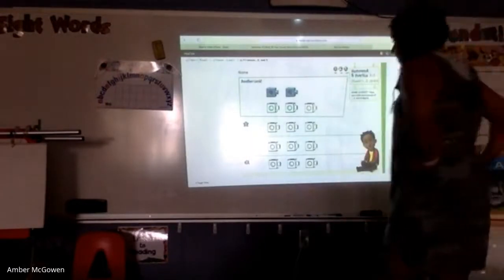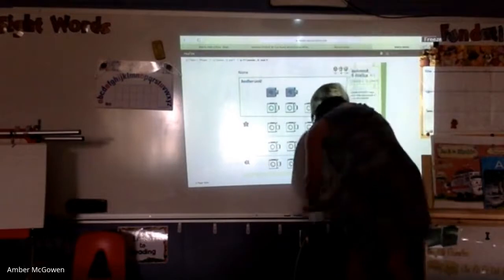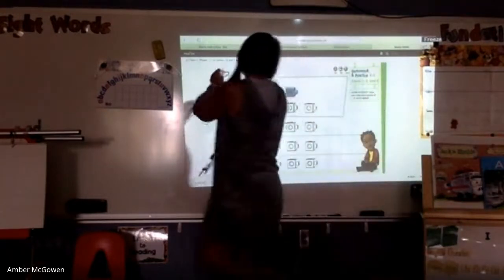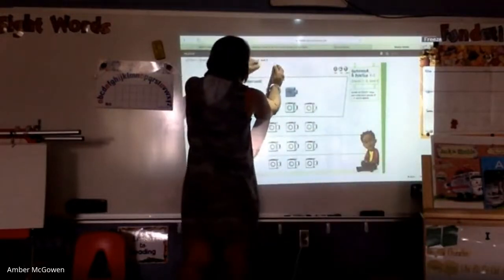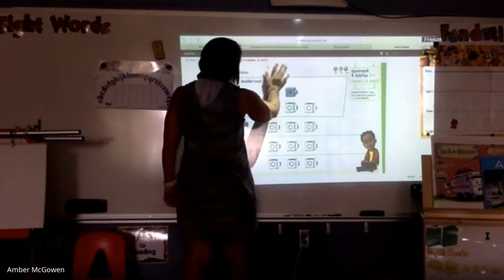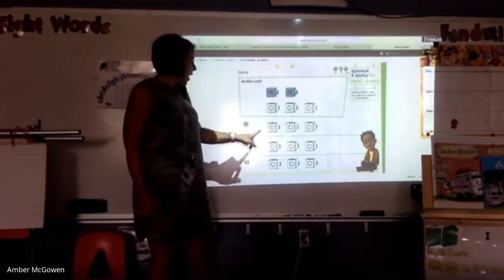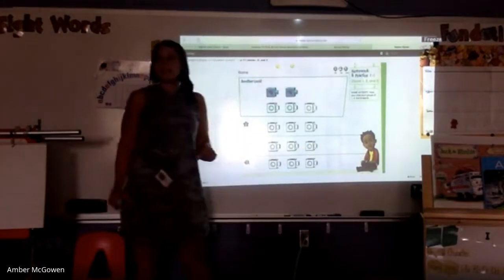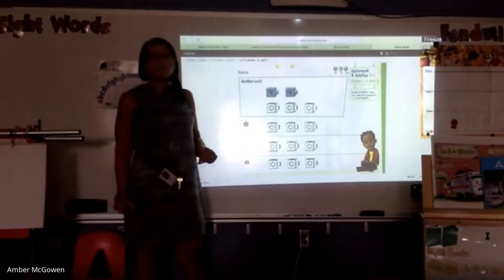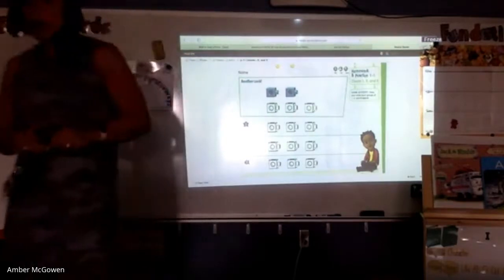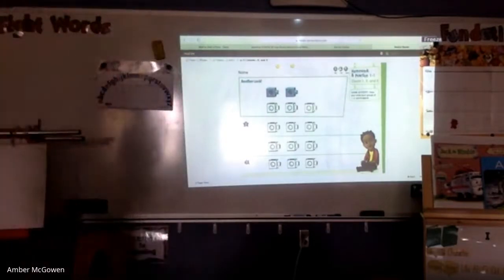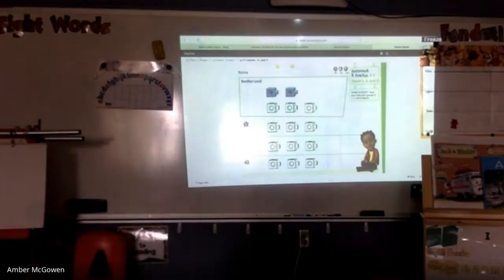Yep. So if I had 2 counters, 1, 2, how many cubes am I going to color in? 2. So show me 2 on 2. Color 1 and color 2. Almost did it.